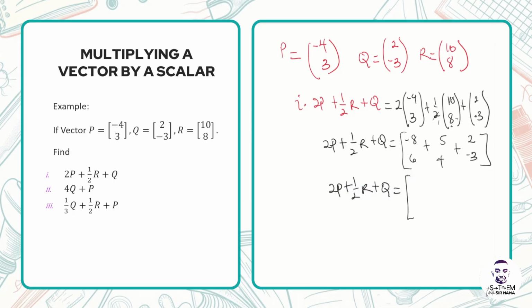So we now come and perform the addition. -8 plus 5 should give us -3, and then plus 2 should give us -1. And then 6 plus 4 should give us 10, 10 minus 3 should give us 7. So it means that 2p plus half r plus q should be equal to (-1, 7).